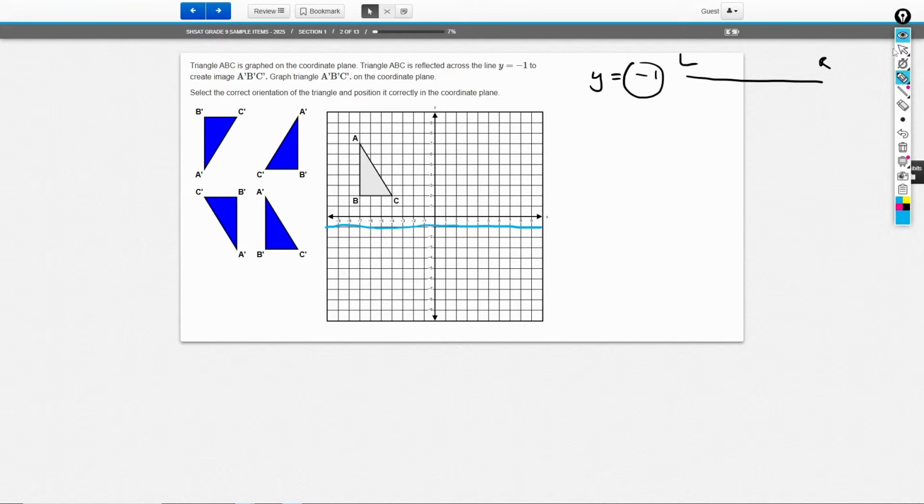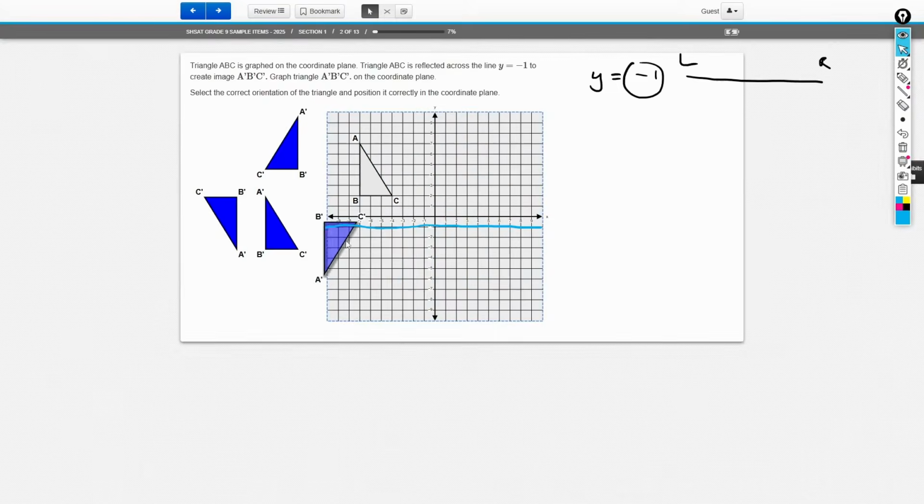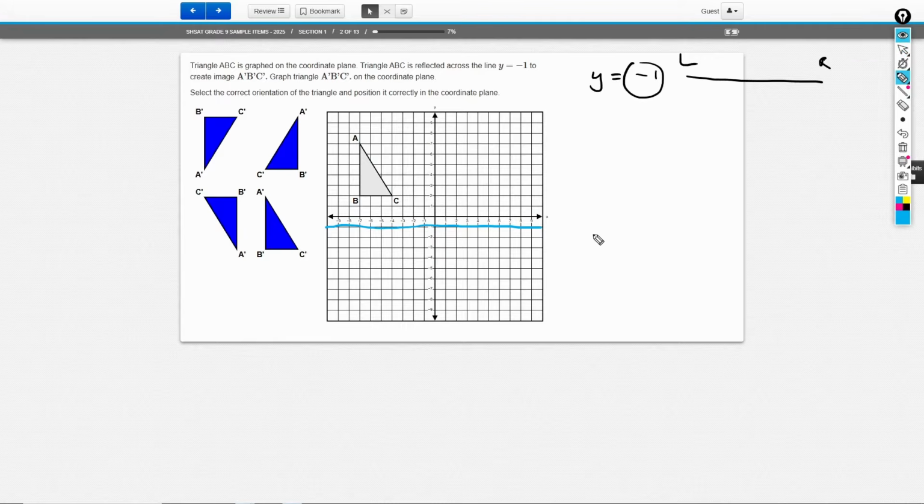And now, out of all 4 of these choices, we want to select the triangle that's oriented properly, and we want to go ahead and drag it onto where we think it should belong on this coordinate plane, okay? Let's go ahead and do that. So when you have a reflection, all you're doing is you're bringing the points down to the line of reflection and then back out from the line of reflection.